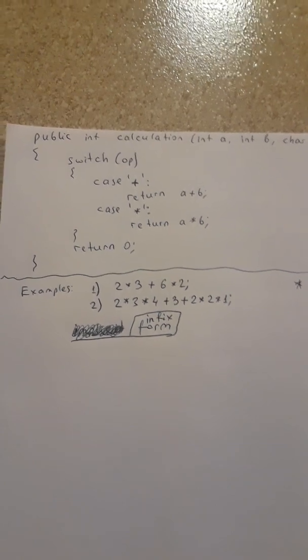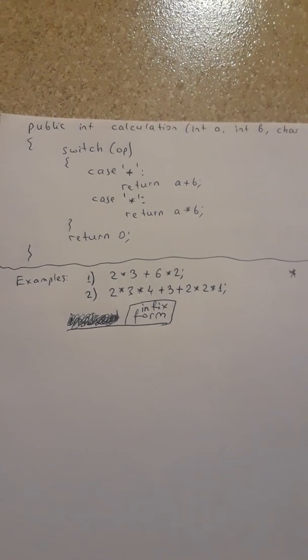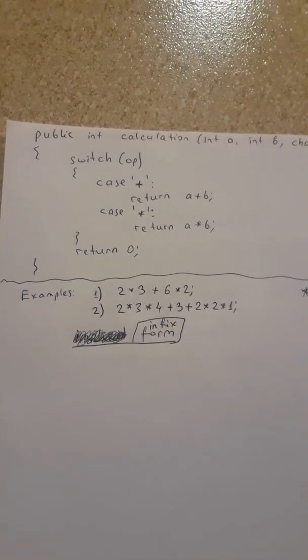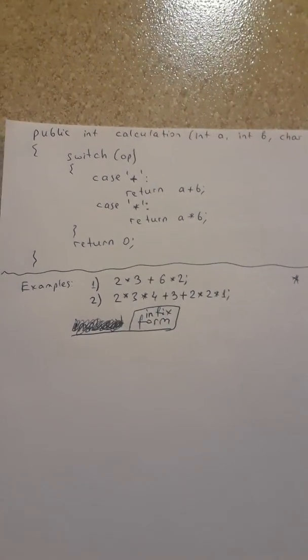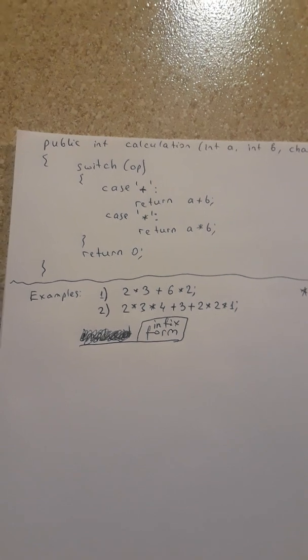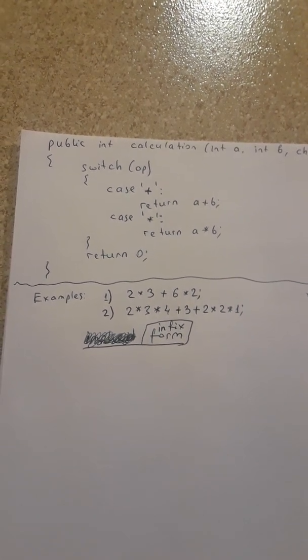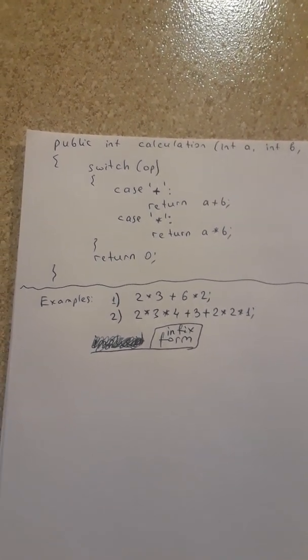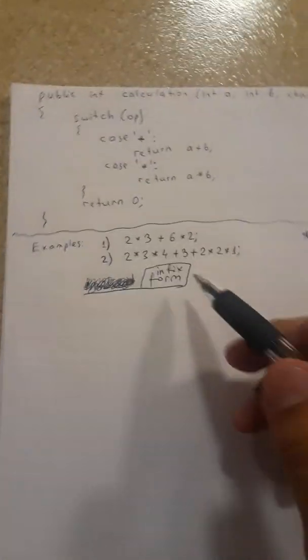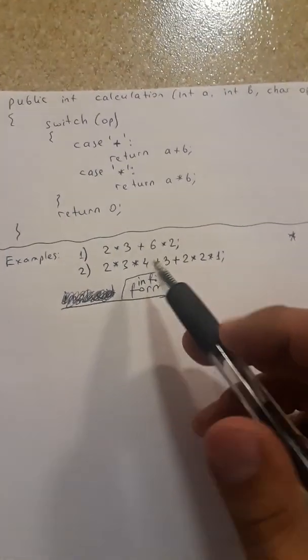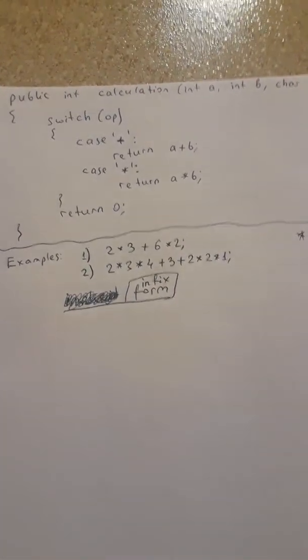all the numbers. And also it was told that the expression is in fixed form. It means that the operators will be just between digits. So it gives us some convenience. So here we have examples of how we are going to solve our problem.